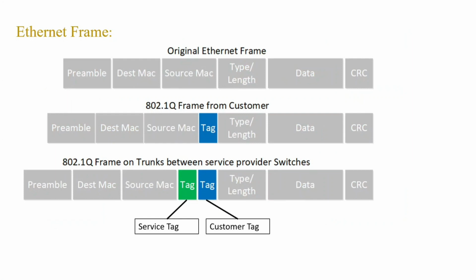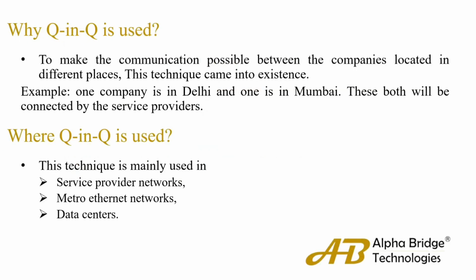Now, this is the structure of the original Ethernet frame, which contains preamble, destination MAC, source MAC, type or length, data and CRC. When the Ethernet frame is moving from the customer, it will add a tag of that customer VLAN. When that frame reaches the service provider network, it also adds the tag of that service provider VLAN.